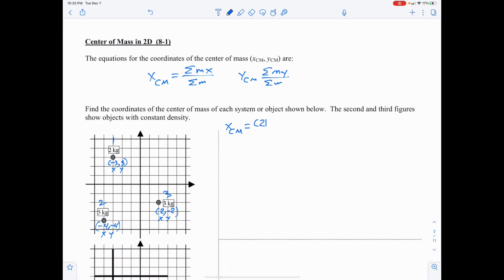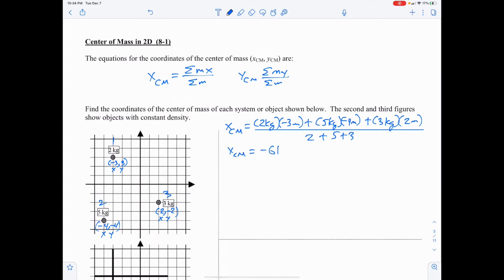We're going to go 2 kilograms times the x position of -3 meters. Then I'm going to go on to mass 2. Mass 2 is 5 kilograms times an x position of -4 meters. Then I'm going to go over to mass 3, which is 3 kilograms, and it has an x position of 2 meters. Okay, and we're going to divide all of this by 2 plus 5 plus 3.